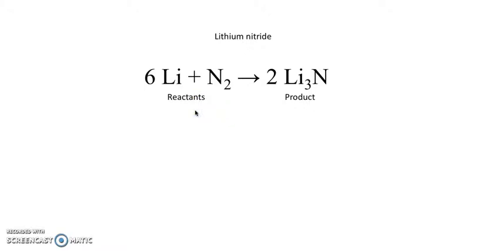Here we have a chemical equation of lithium nitrate. On the left side we have the reactants and on the right side we have the product itself. The 6 lithium atoms plus the nitrogen atoms are balanced on the right side. So when you multiply 2 with 3 you get 6 like on the left side, plus you'll still have the 2 nitrogen atoms.